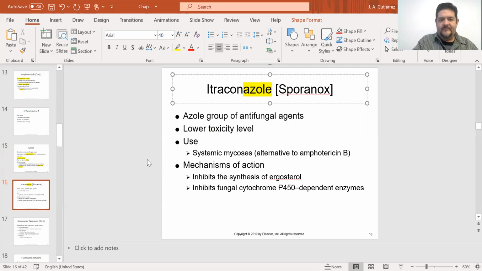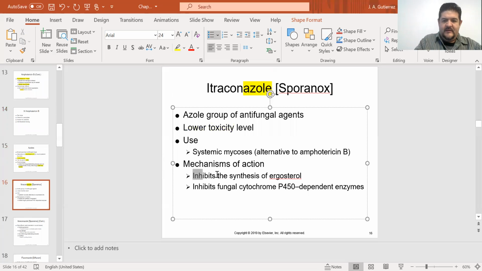So we have itraconazole. Same thing, just like amphotericin B. It's going to inhibit the synthesis of ergosterol, so it's going to weaken the cell wall of the fungal. But at the same time, while it inhibits cytochrome P450 and the enzyme for them not to make more ergosterol for the cell wall, it's going to affect also our liver. So this is the problem that we have. Very good against the fungus, but unfortunately, we have this enzyme, so it's going to affect us too.